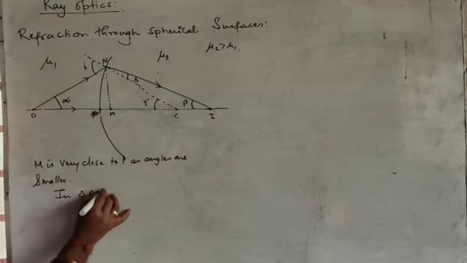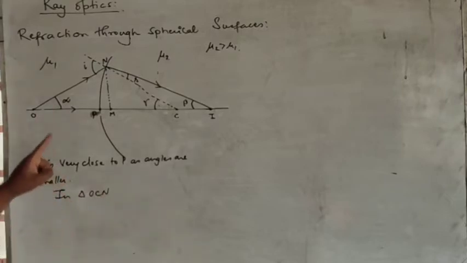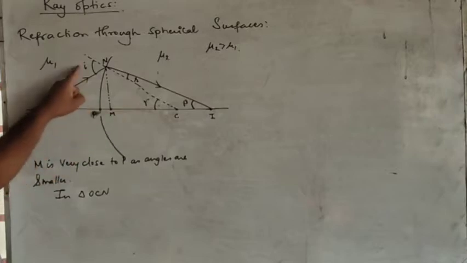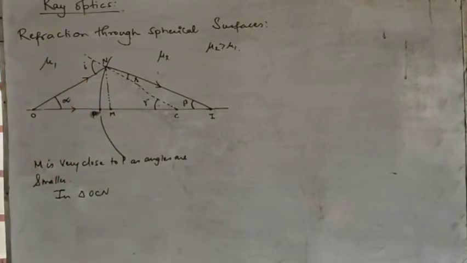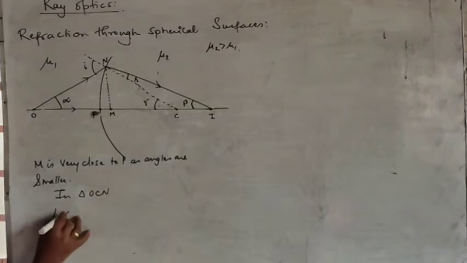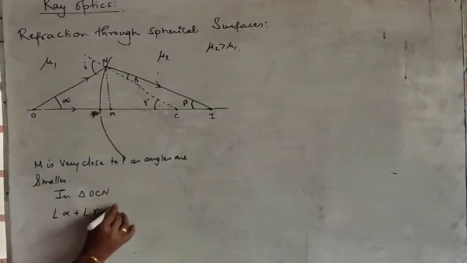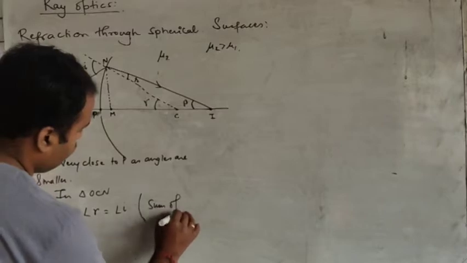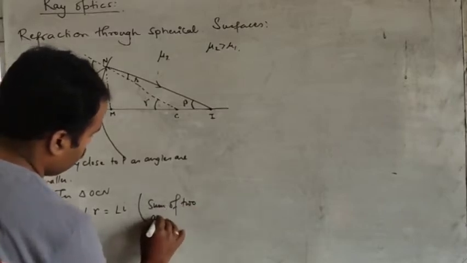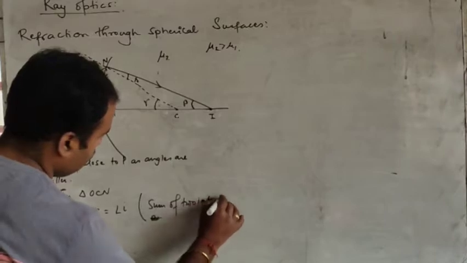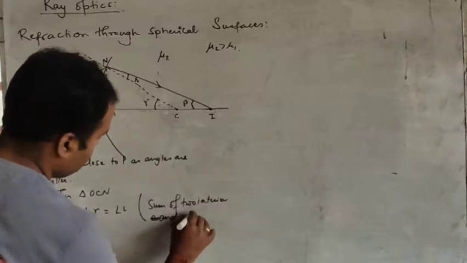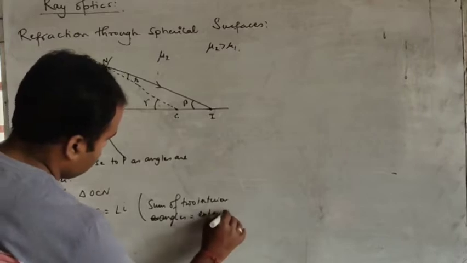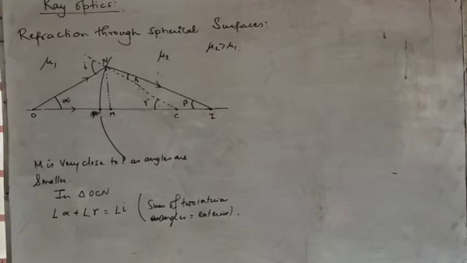In triangle OCN, I can write angle alpha plus angle gamma is angle I. That is the sum of two interior angles is exterior angle property. Now let's remove the angle notation: alpha plus gamma is I, equation 1.